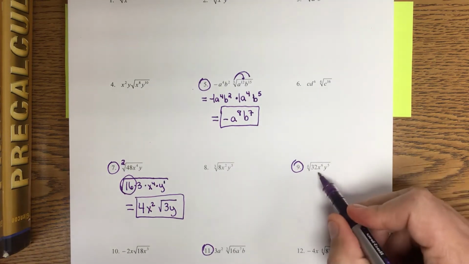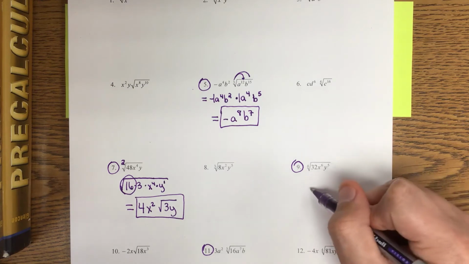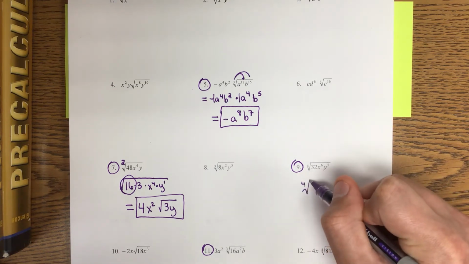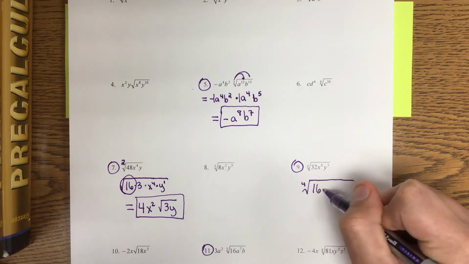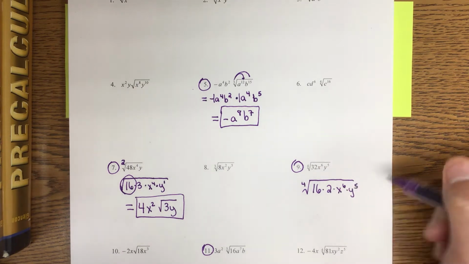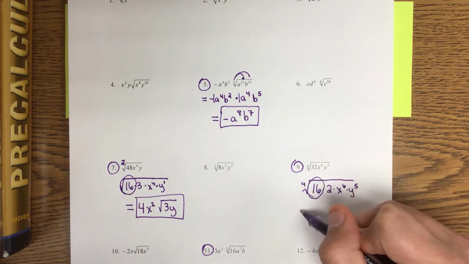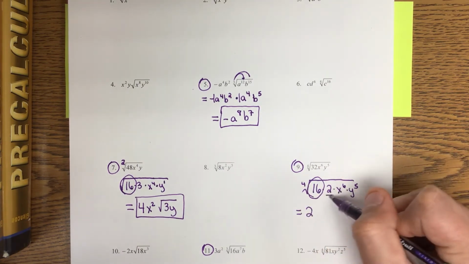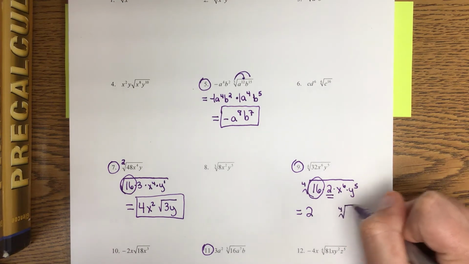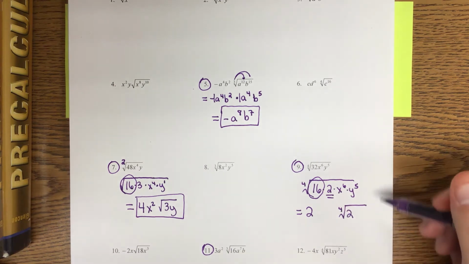Number 9, I have the 4th root of 32, x to the 6th, y to the 5th. Now 32 is not a perfect 4th power. 16 is though. And now I'm going to break down all of this. So the 4th root of 16 is 2. This 2 stays underneath. So if you want, you can make your running answer here.